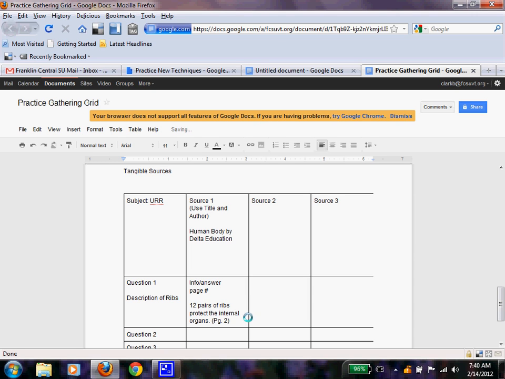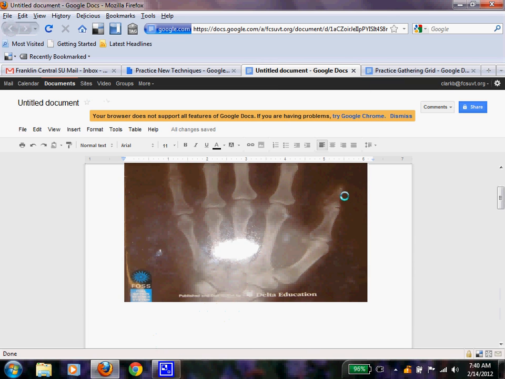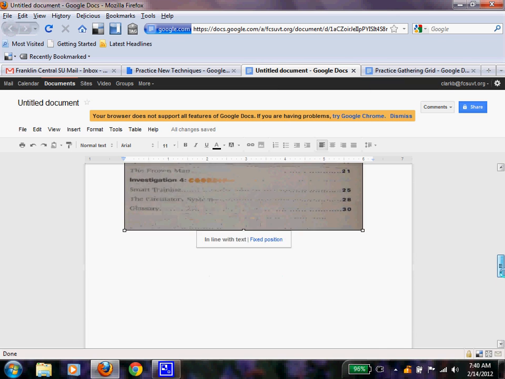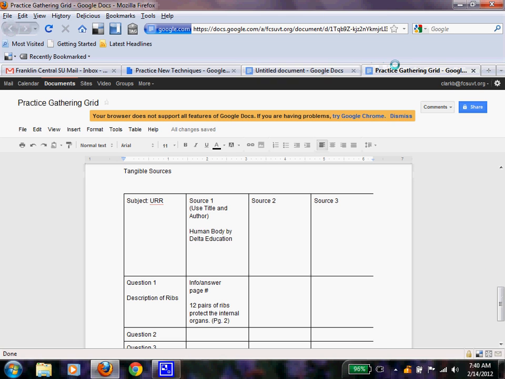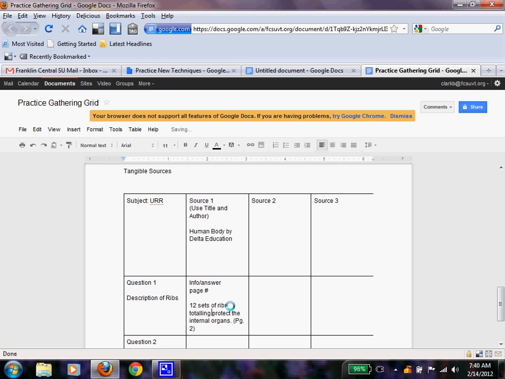If you notice, I did not copy word for word, and if I did, I'm going to go back and make sure I paraphrased, so I want to double check. 12 pairs of ribs. They use the word pair, so I don't want to use that word. I want to make sure I change that word. 12 sets of ribs, and I can put totaling 24. That way I know I don't plagiarize, because that would be a very bad negative thing for me to do.